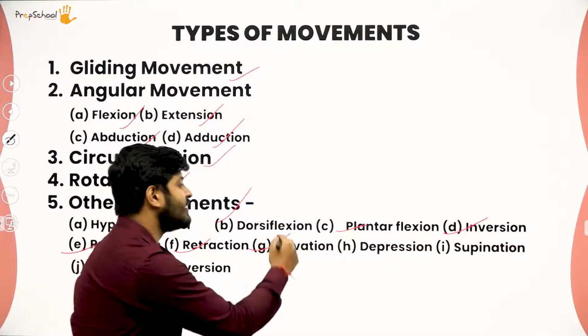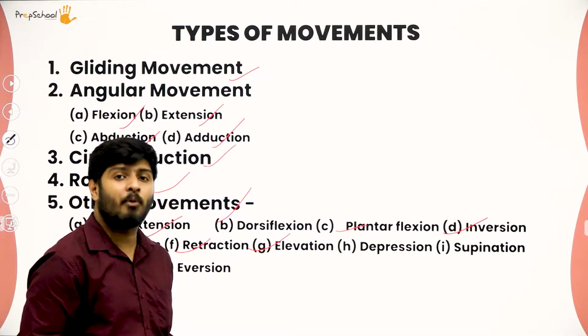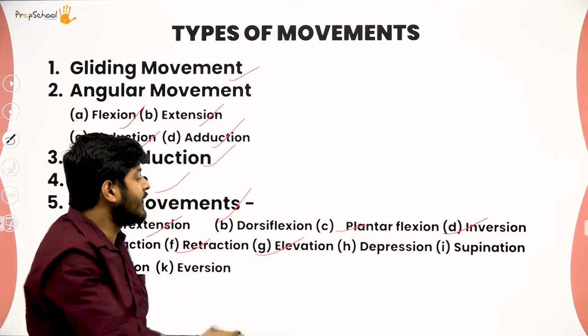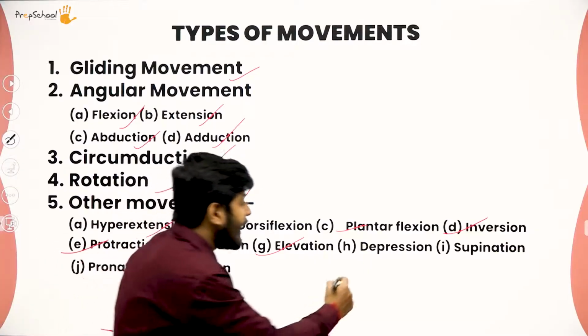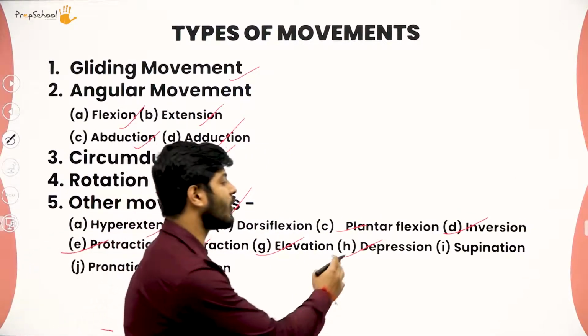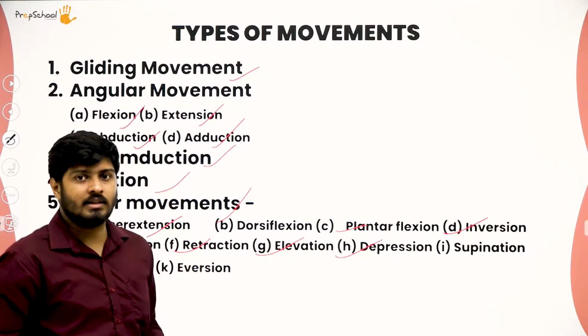Okay, next is elevation. Elevation is basically when you are lifting a body part up, for example, shrugging the shoulder. When I'm lifting the shoulder upwards, that's called elevation. At the same time, the opposite of that is depression. When I'm putting my shoulder downwards, that is called depression. So this is elevation, and this is depression.